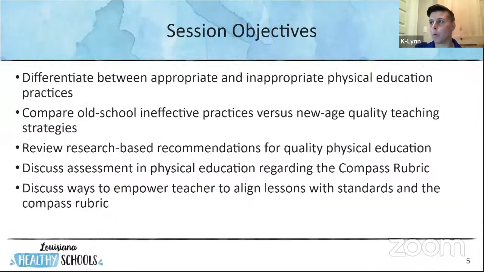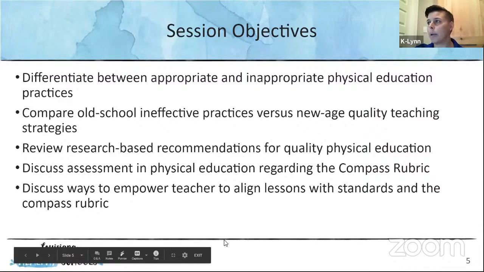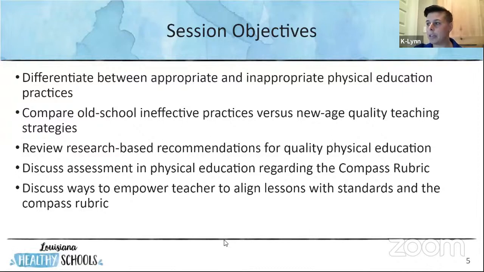All right, so now we're going to get into our assessment objectives. So first, we're going to briefly go over appropriate and inappropriate practices of physical education. We're going to compare inappropriate practices with some new age information. And then towards the end, again, we're going to align what this looks like when compared to the Compass rubric.